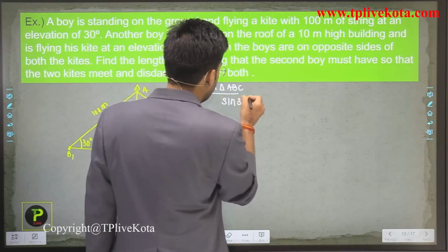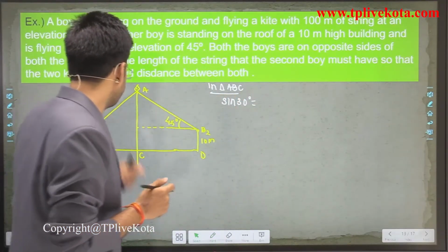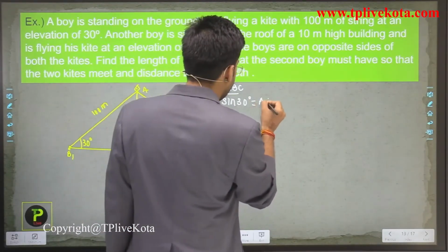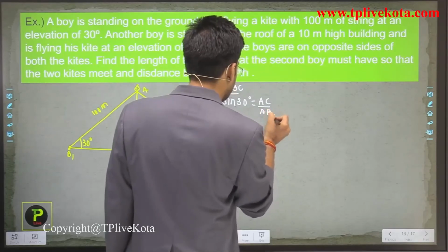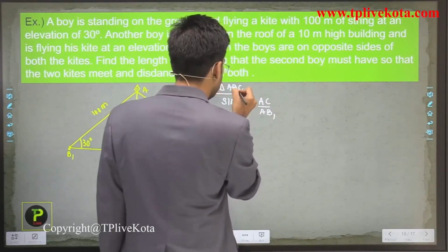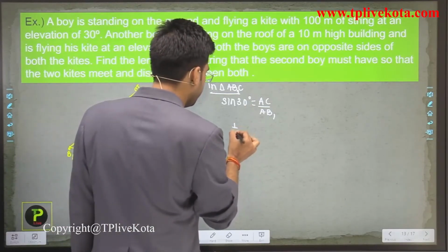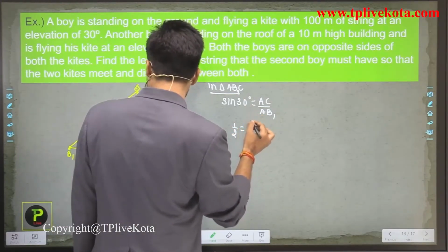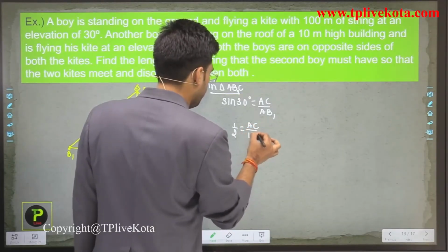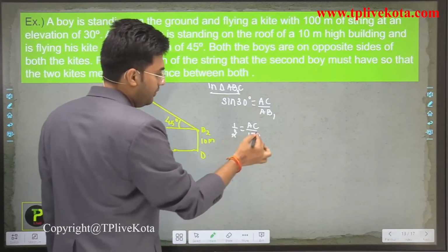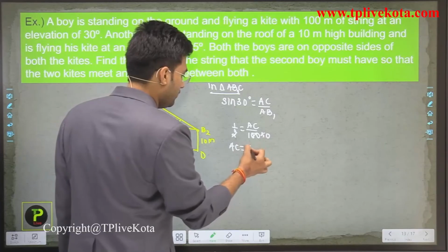Sine 30 is what? It is perpendicular divided by hypotenuse, and perpendicular is AC. So AC divided by AB1. This triangle is AB1C. Now sine 30 is 1 by 2, and AC we have to find. AB1 is 100. So students, when we solve this, what will we get? AC is equal to 50 meter.